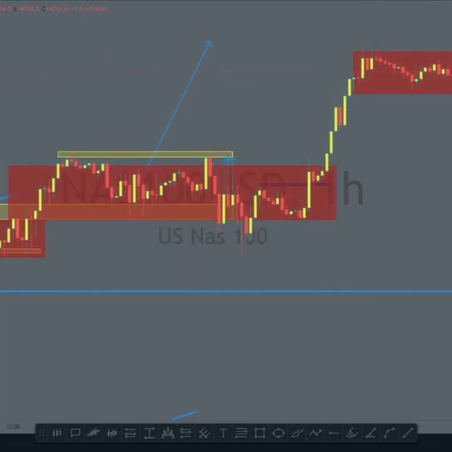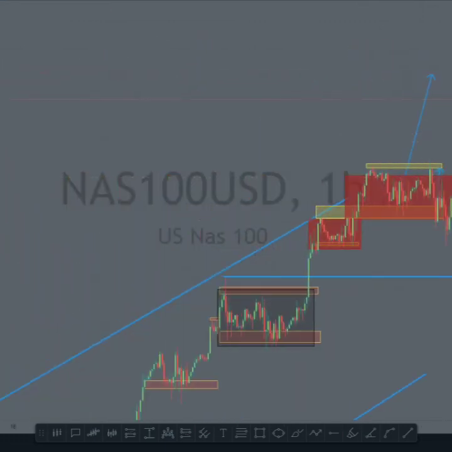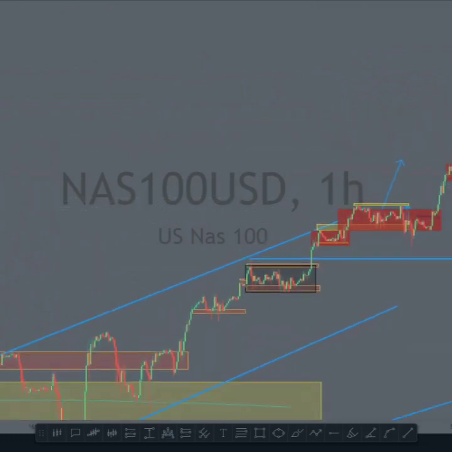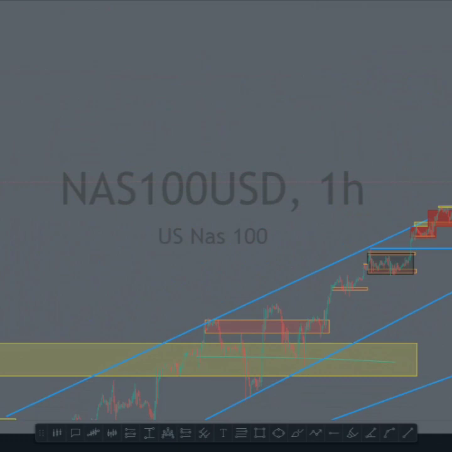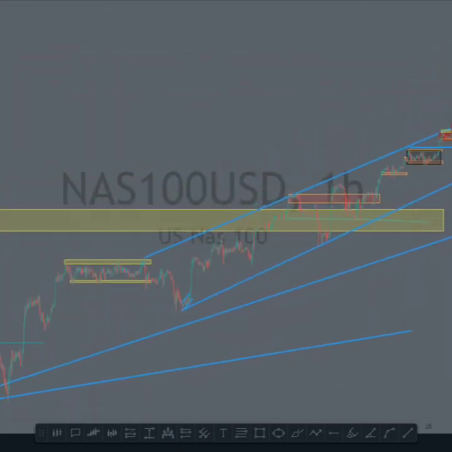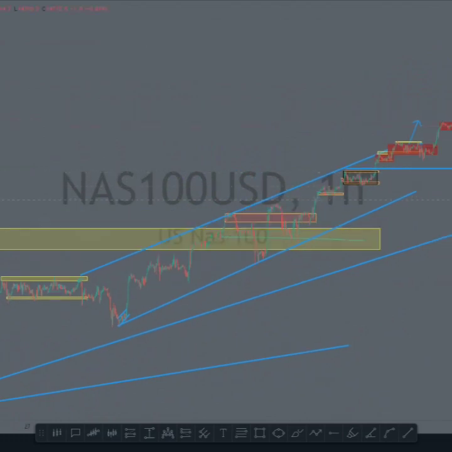But because NASDAQ, we all know that NASDAQ is going to buy up, so it's creating new higher highs. Like NASDAQ is busy creating new higher highs. So we are not sure when will NASDAQ reject and sell. So yeah, guys.